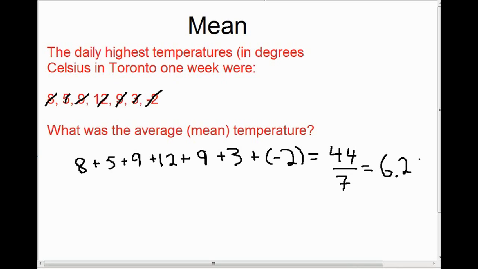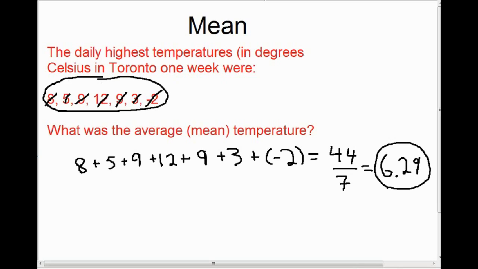So what does that mean? Well, that means for this week, when we had these 7 daily high temperatures in Toronto, the average or middle temperature was just over 6 degrees. And that looks about right for this set of values.